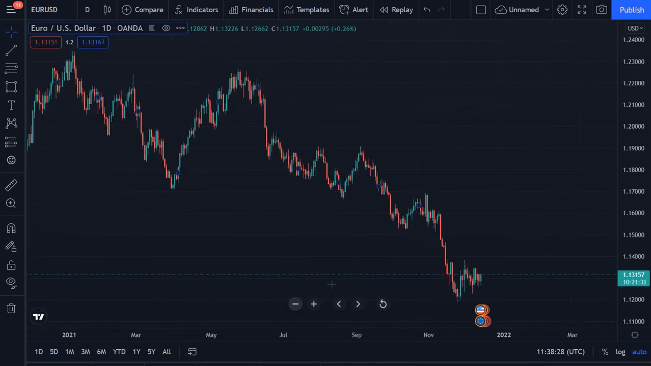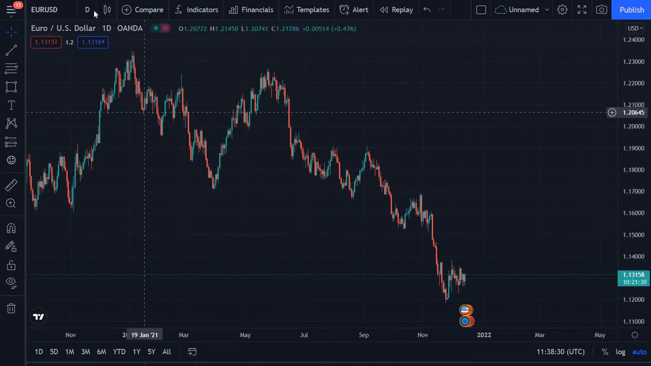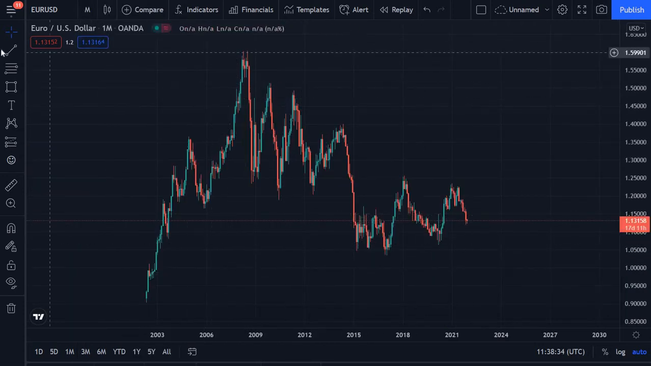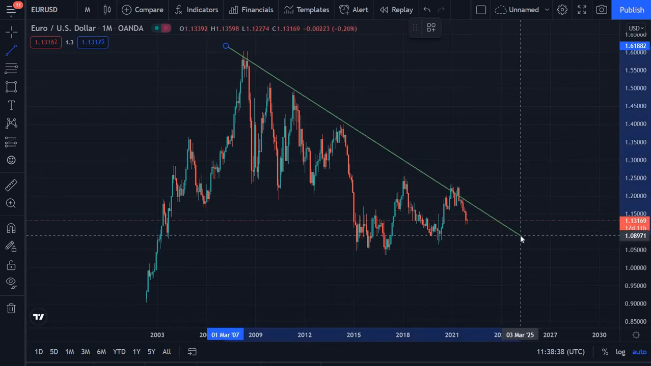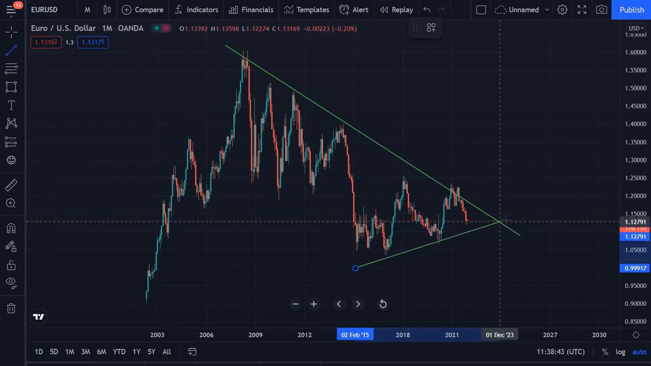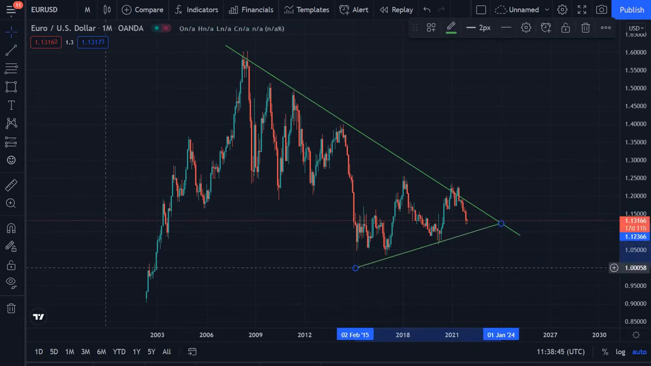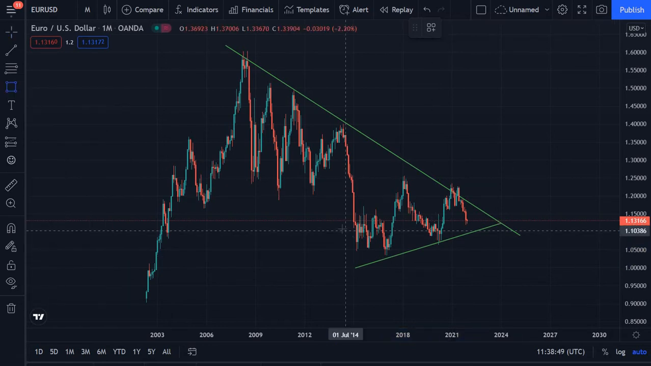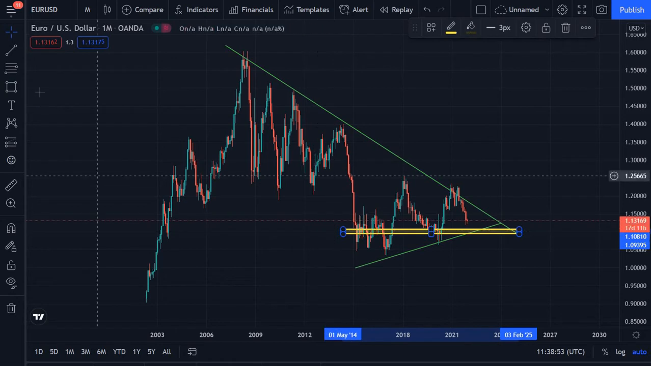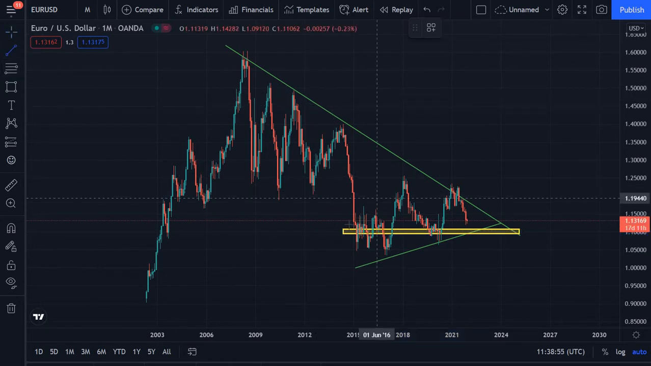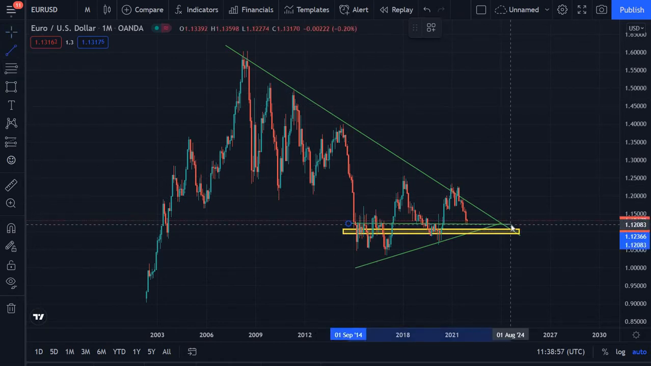In front of me is the Euro USD. Quickly taking a look at the monthly chart. So here pretty much this little downtrend, here kind of a bit of an uptrend. So next target here would be around here. Currently holding these levels here.